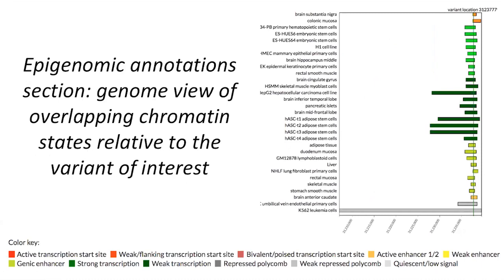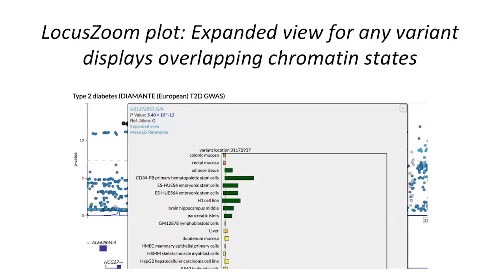The other is a genomic view of the chromatin states. So it shows their extent in a kind of simplified genomic map relative to the position of the variant, which is that line going down the graphic. So again, this is by tissue, and the color key tells you what the chromatin states are. So that section just really gives you everything there is to know about the chromatin states in the area of this variant.